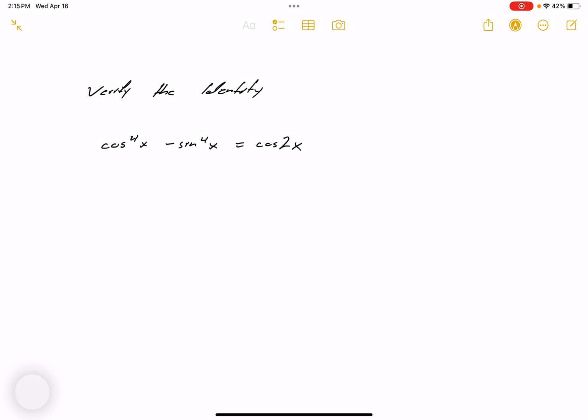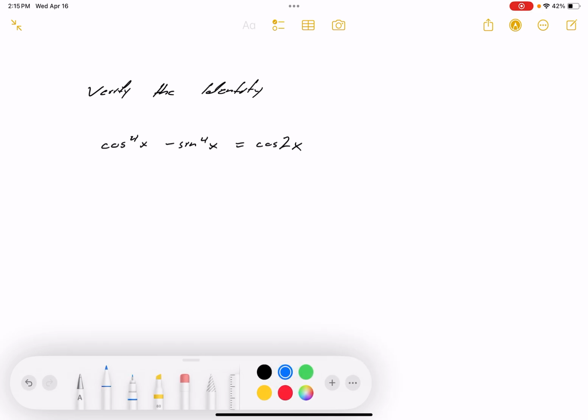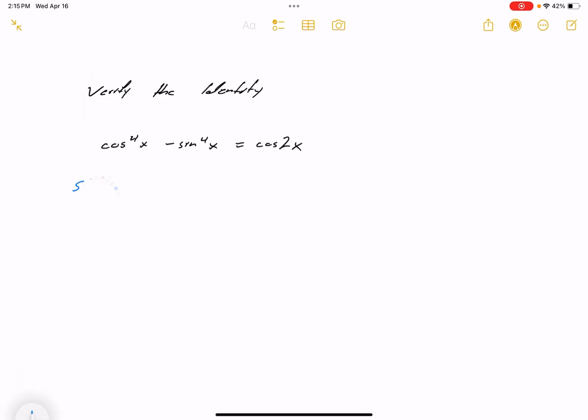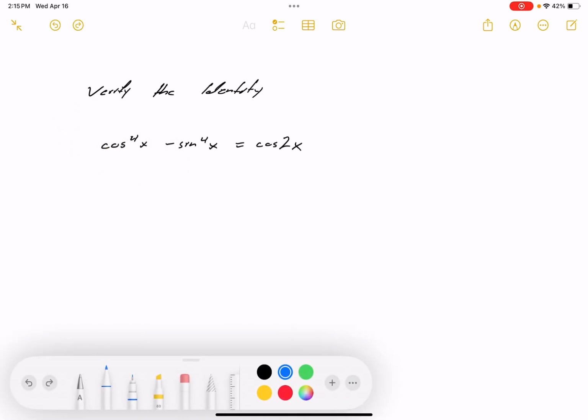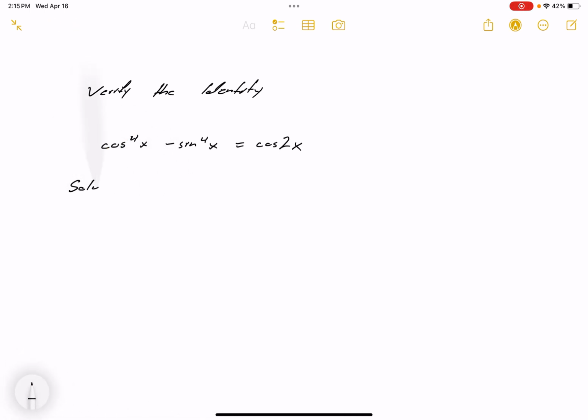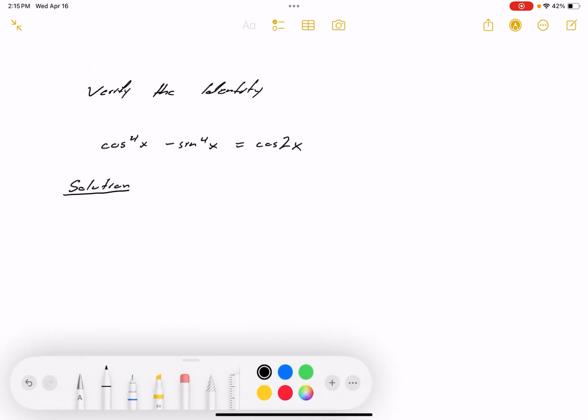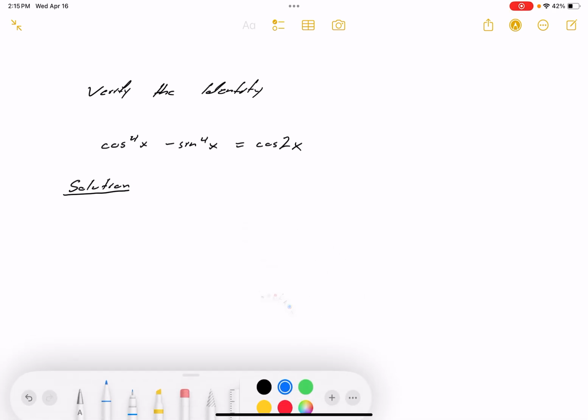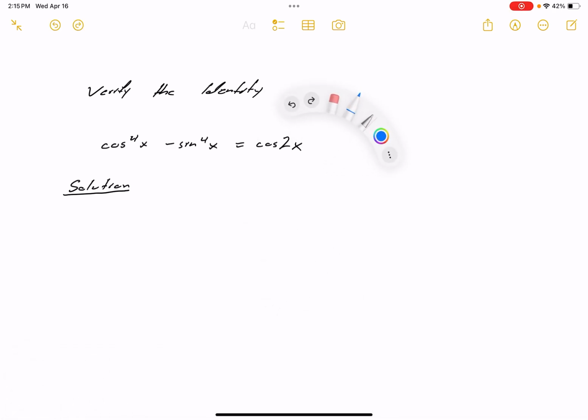Verify the identity: cosine to the power of 4 of x minus sine to the power of 4 of x is equal to cosine 2x. Let us go ahead and use, there's a solution. There might be more than one way to do this. I'm just going to show you one way, but if you get to this, then that's correct.